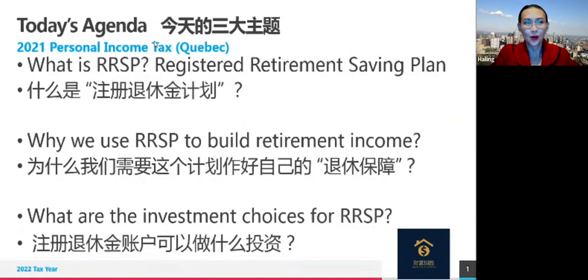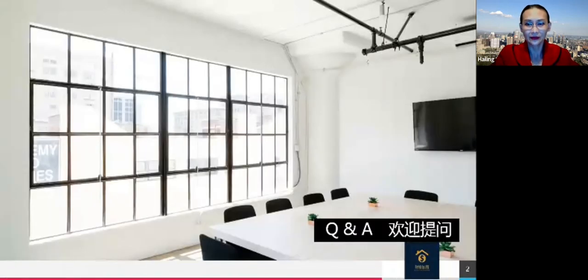Number one, what is RRSP? It is a registered retirement saving account. And then why we use RRSP to build retirement income. Number three, what are the investment choices for RRSP? For example, I open RRSP, but what kind of portfolio can I create for myself, right? And of course, at the end, we open the floor, open mic for everyone to be able to ask questions. So it will be the workshop after.